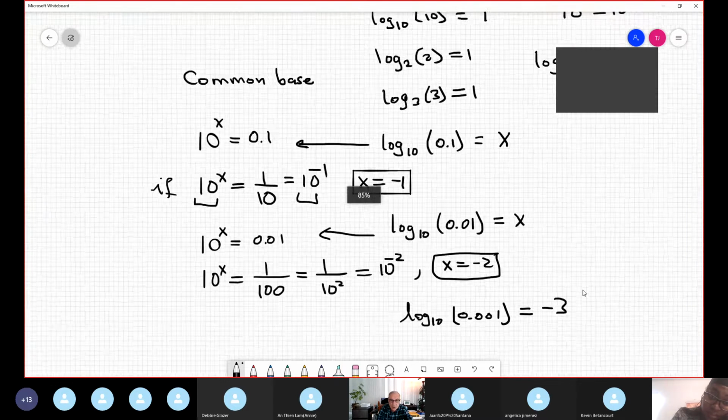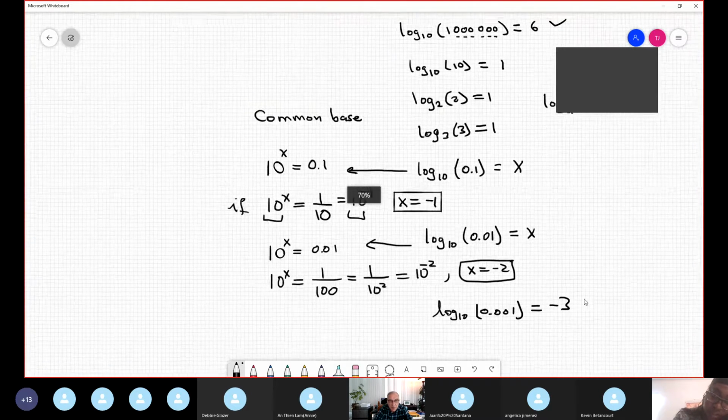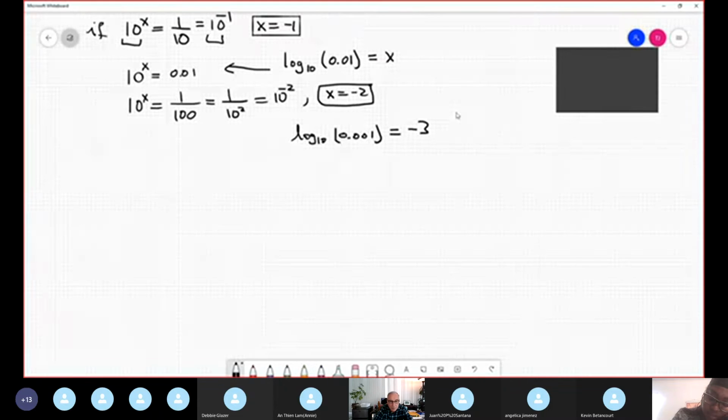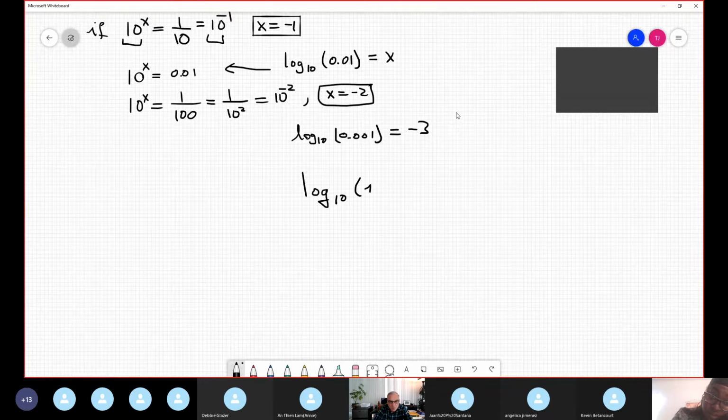One super important logarithm is logarithm base 10 of 1. What do you think? I am totally confused with the 1. I have no idea.